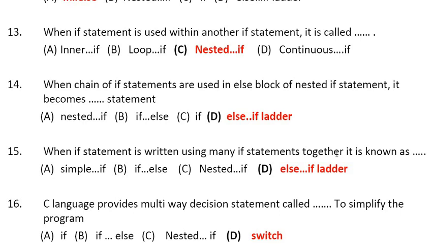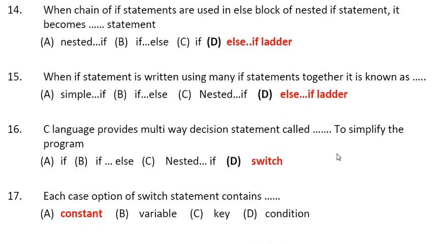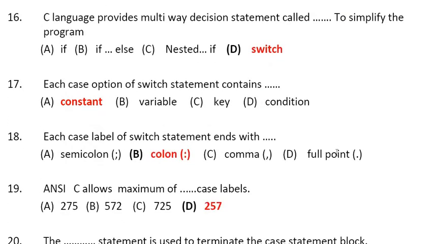16th, C language provides multi-way decision statement called dash to simplify the program. The correct answer is option D, switch. 17th, each case option of switch statement contains dash. The correct option is option A, constant. 18th, each case label of switch statement ends with dash. The correct option is option B, colon.